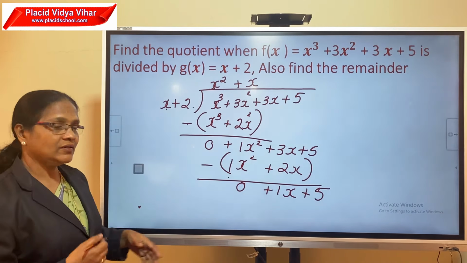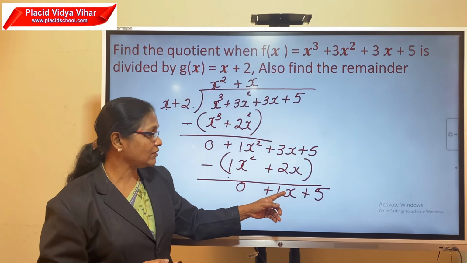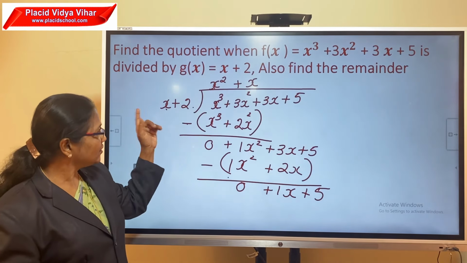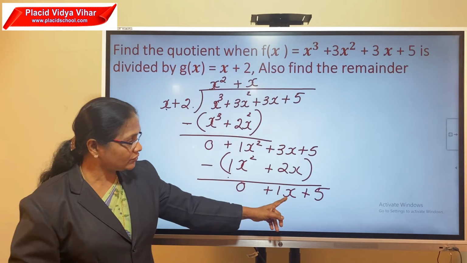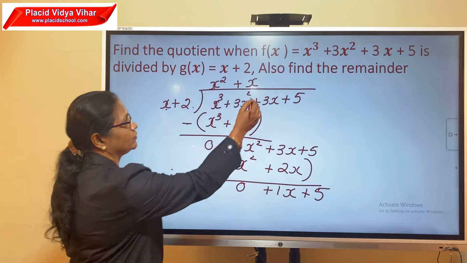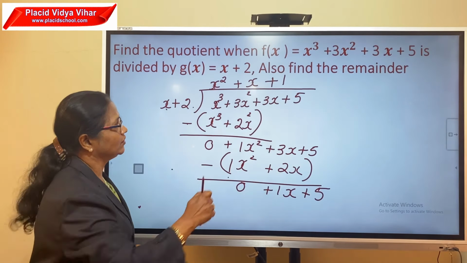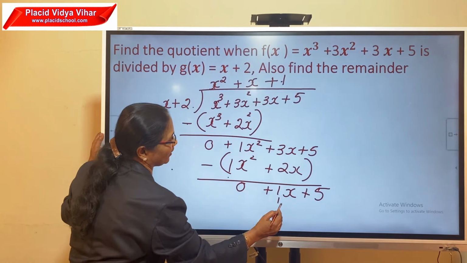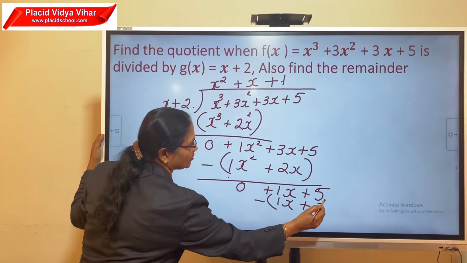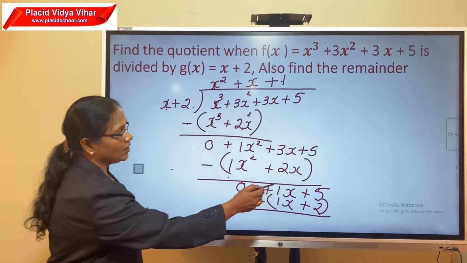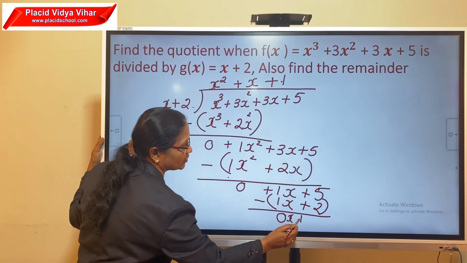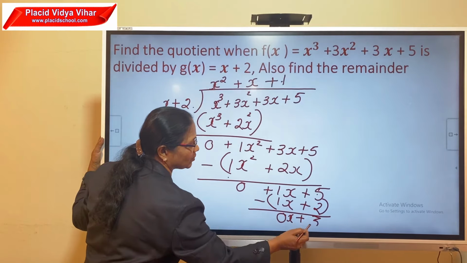Now see, at this term we have to take x plus 5 as the dividend. Now the divisor is still x plus 2. Therefore, x divided by x. X divided by x is 1. Therefore, the next term of the quotient becomes 1. 1 into x equal 1x. 1 into 2 equal plus 2. Again, the same procedure, subtract. 1x minus 1x equal 0. 5 minus 2 equal 3.